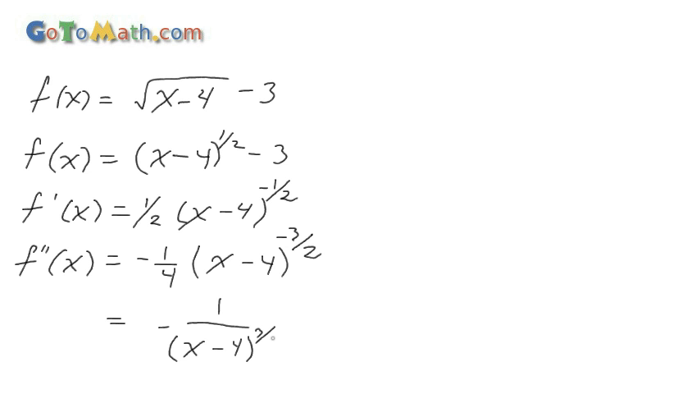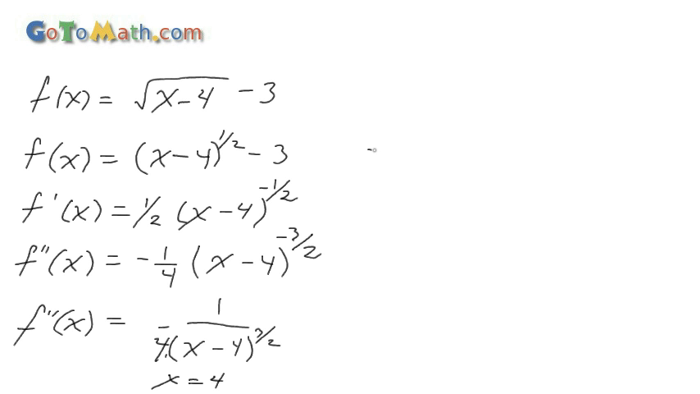x minus 4 to the 3 halves, and of course don't forget that 4 out here. Okay. Alright, so this is f double prime of x. Now, what makes the numerator 0? Well, nothing. There's nothing you can plug in to get 0 in the numerator, but what makes the denominator 0? And that is 4. So x is equal to 4, because when you plug 4 in you get 0. Now we're going to need to know that. Okay.